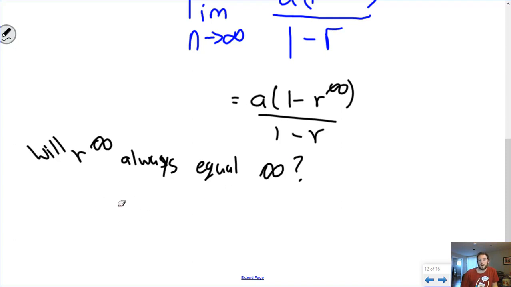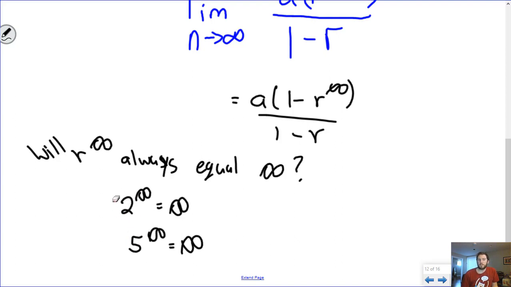It seems like, okay, well, if r were, say, 2, well, we know 2 to the power infinity, yeah, that's going to be equal to infinity, right? If it was 5, yeah, well, 5 to the infinity, that's going to be equal to infinity, right? So we know that these numbers are going to be infinity.